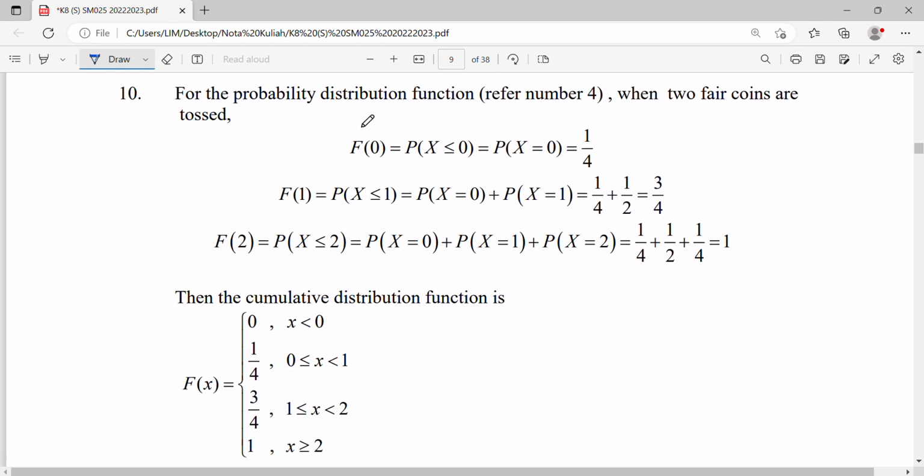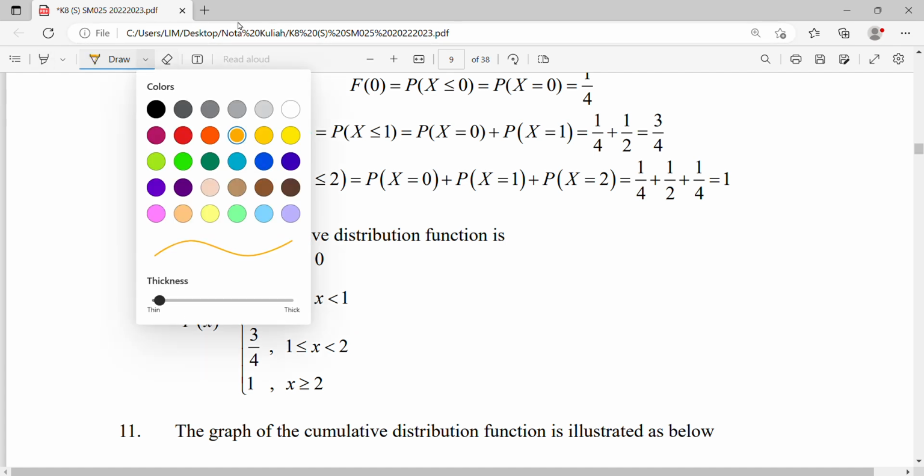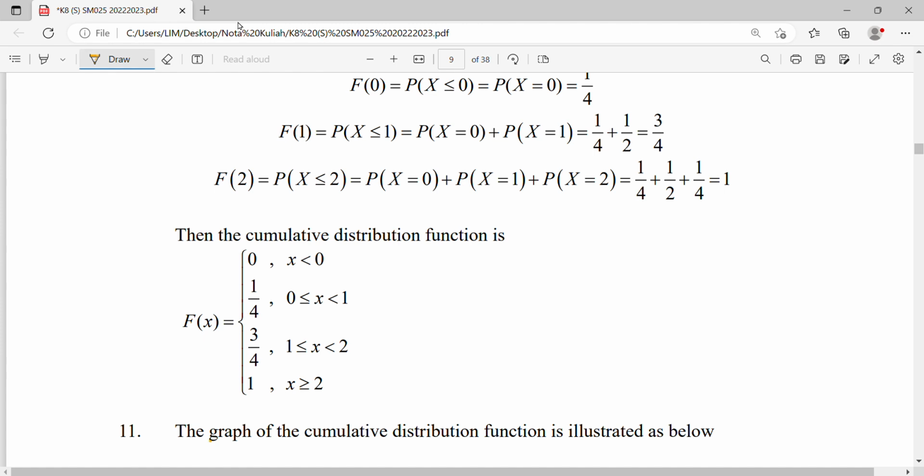Maka untuk graf dia, untuk F besar dia akan jadi macam ni lah. Dia start daripada kosong sehingga 1, dia longkok 1, lepas tu 1 sehingga 2 dan sehingga lebih besar dari 2. So dia dah longkok dan dia jadi interval. Then from the cumulative function, we need to know how to draw the graph. So graph for cumulative distribution function, we are talking about discrete.